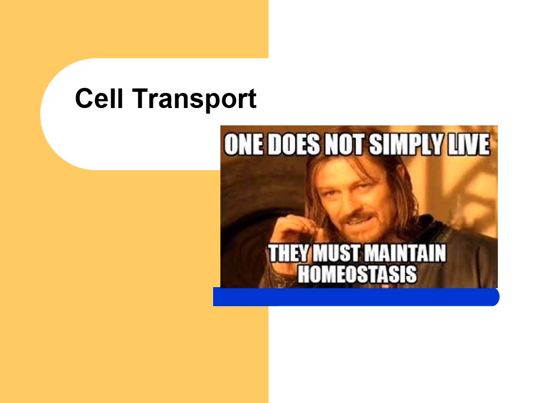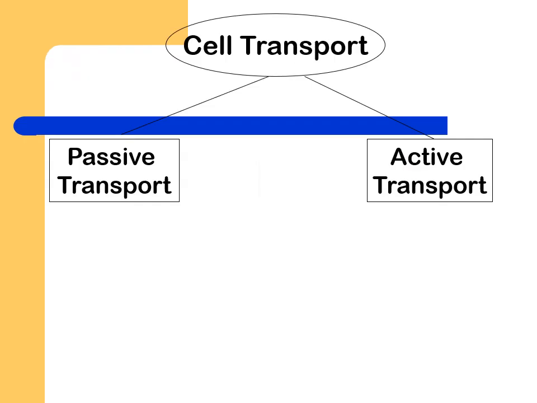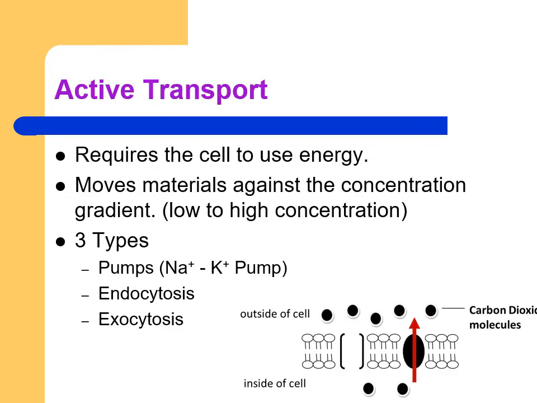Hi guys, so in this lecture we're going to talk about the second kind of cell transport. In the last one we discussed passive transport, and in this one we're going to discuss active transport. Remember, active transport is going up the gradient using energy. So here we are. Active transport requires the cell to use energy because you're pumping from low concentration to high, which is against the gradient.